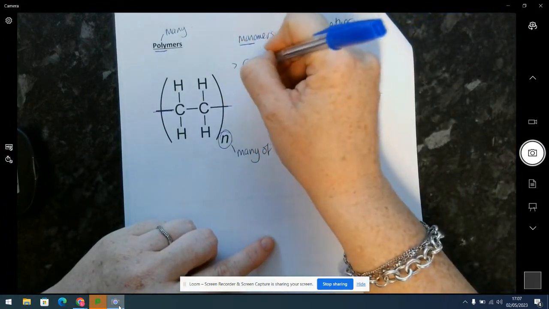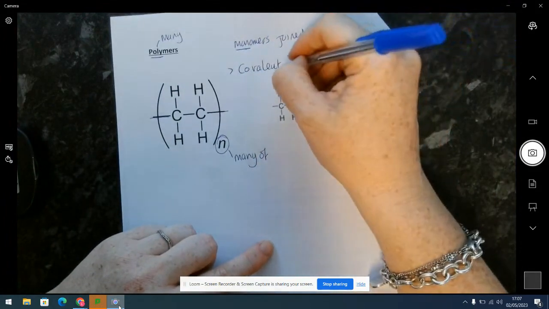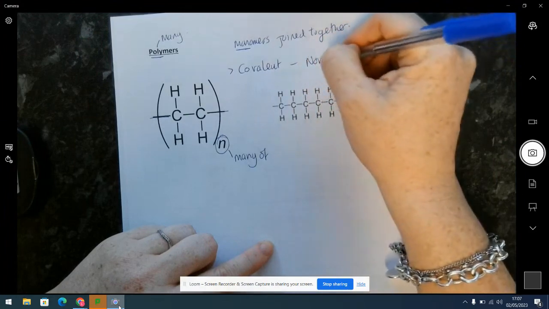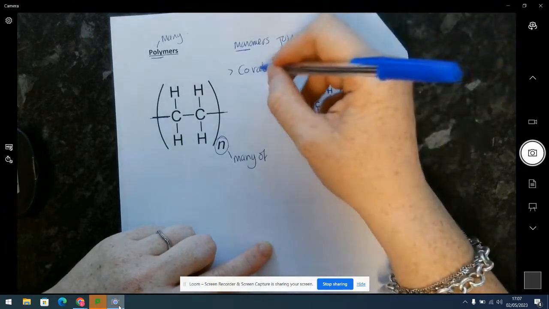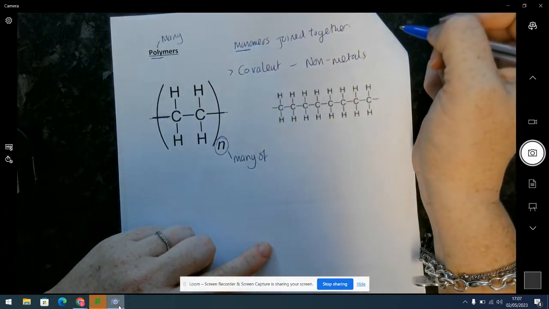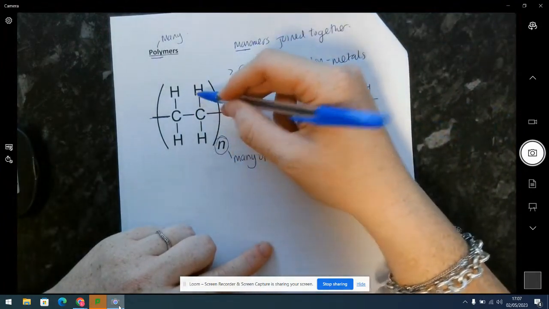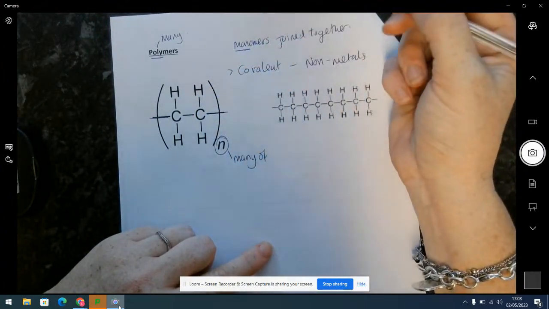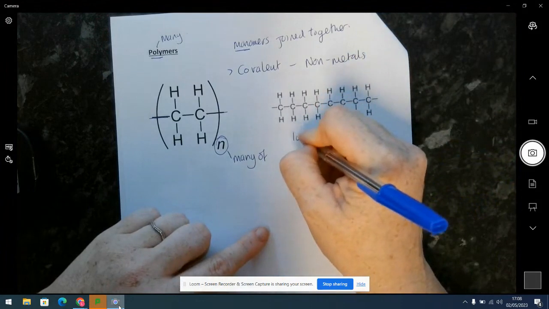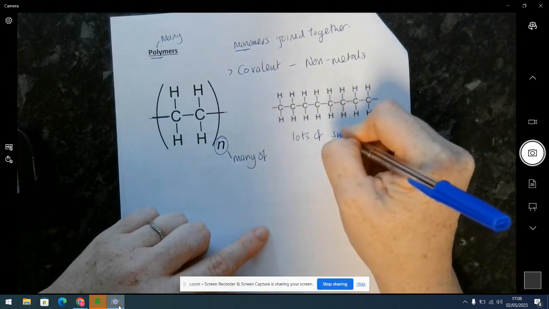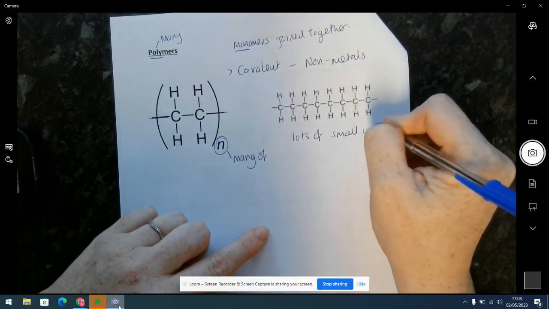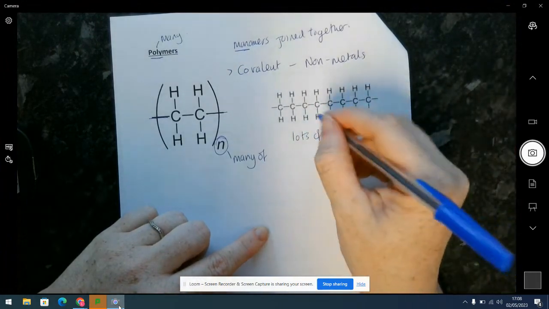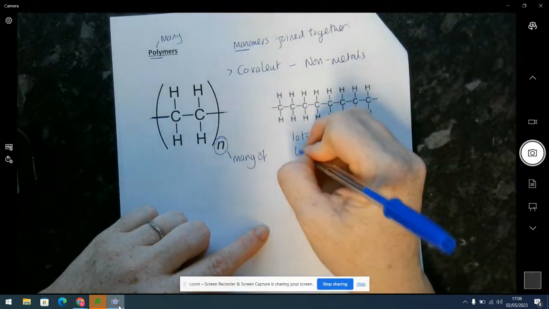Polymers are covalent molecules because they're generally non-metals. So remember, covalent is the bonding of non-metals. So you can see I've got carbon and hydrogen, they're non-metals. And as I said already, these are lots of small units that are linked together to form this long chain.